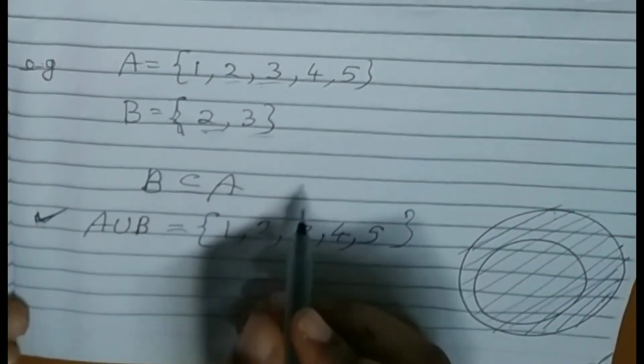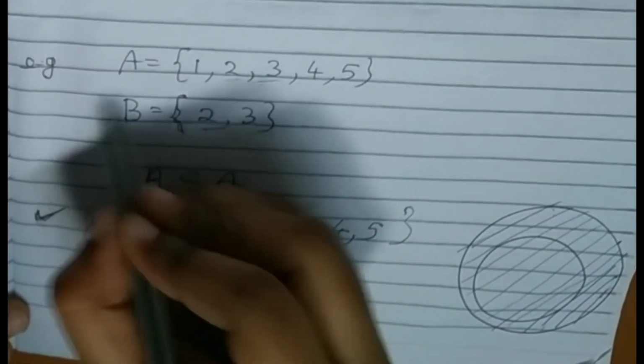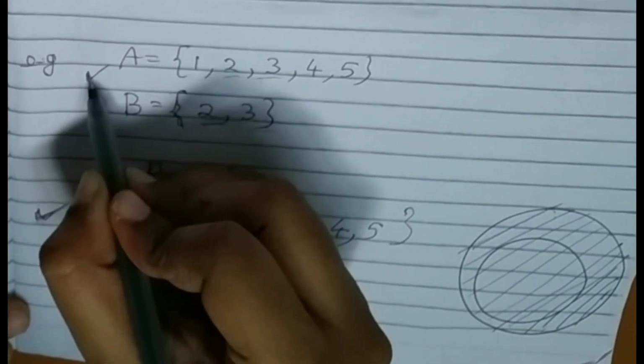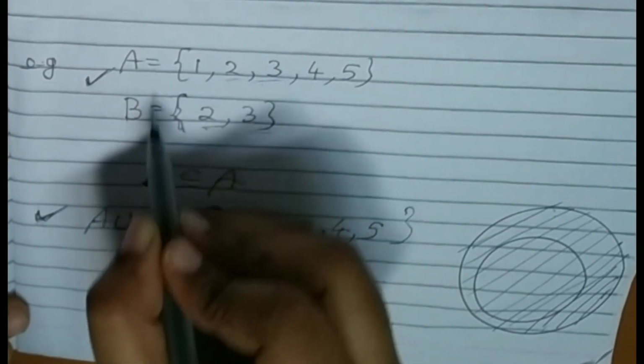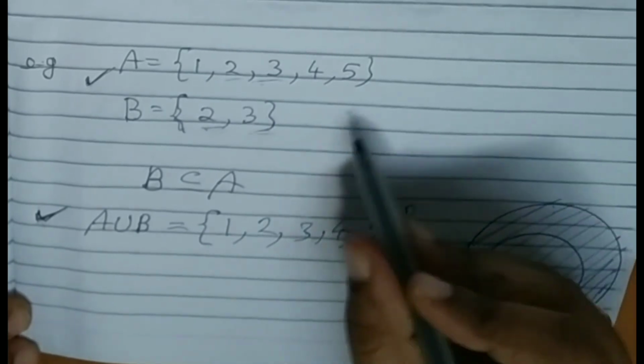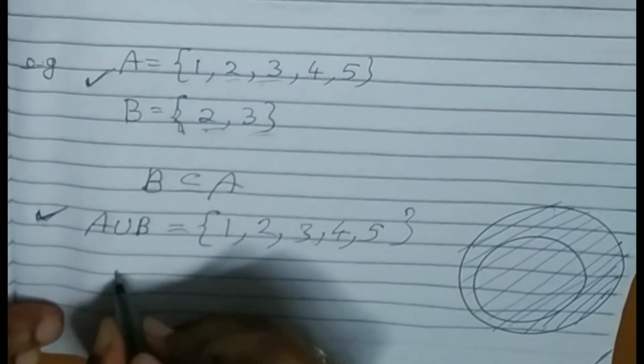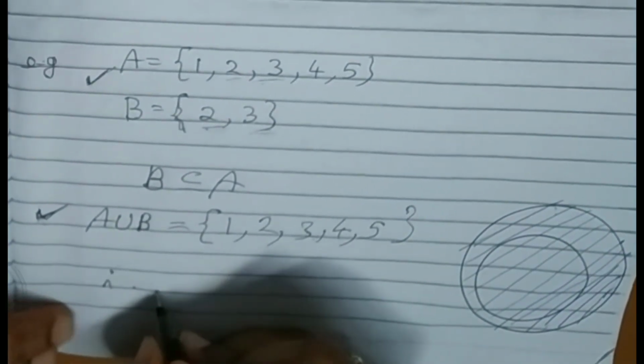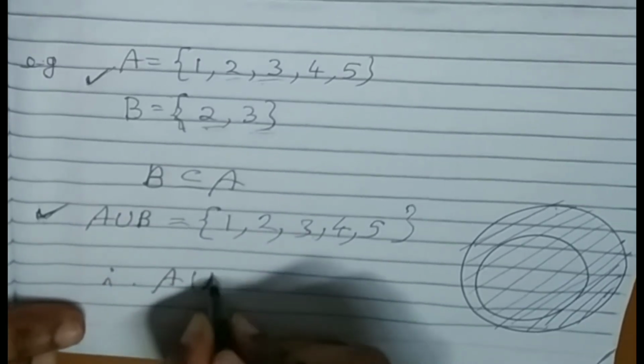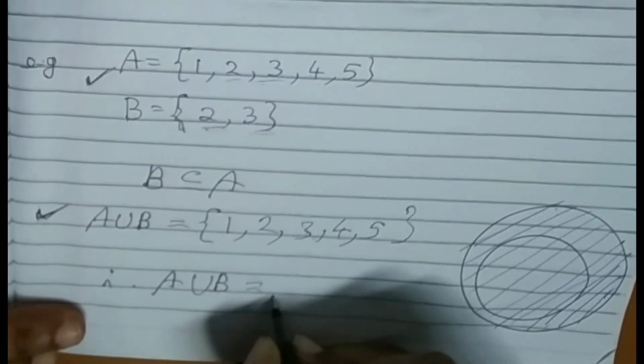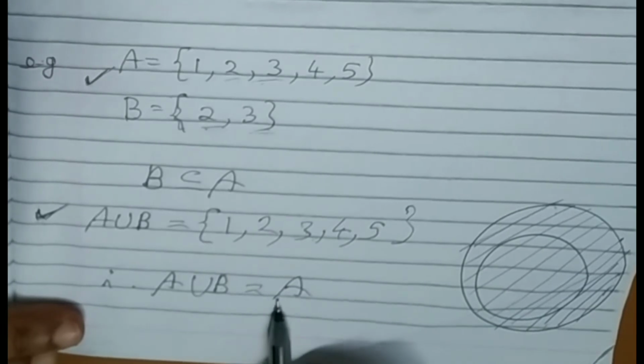So see this set A union B and this set A. See this, A and A union B, both are equal, right? So therefore A union B is equal to set A. Okay.